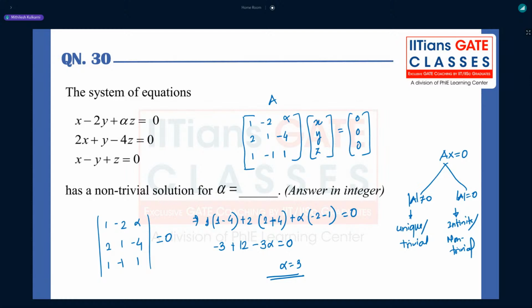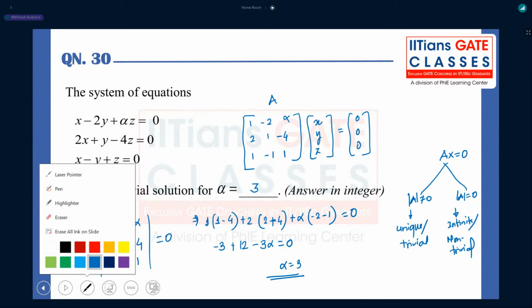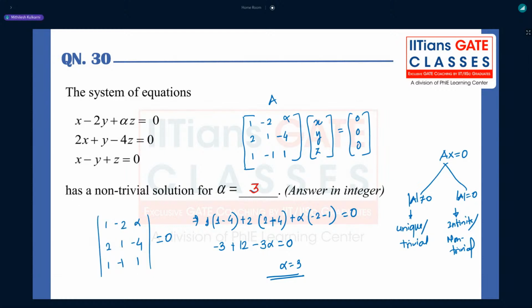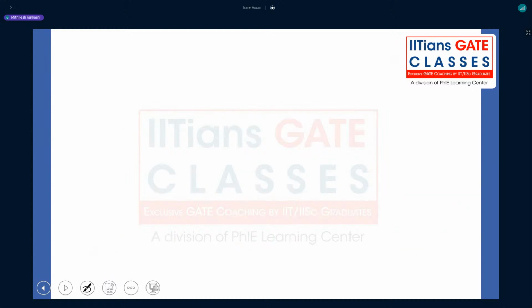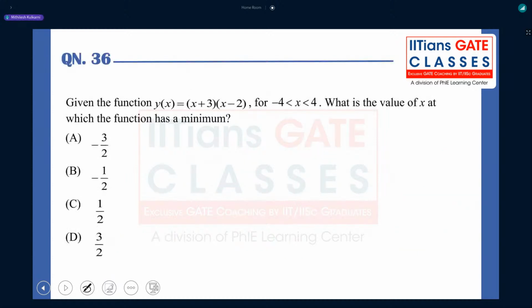So the correct answer in this case is 3. And they're asking for an integer, so you should just write 3. Next question. Question number 36. It's a 2-mark question.